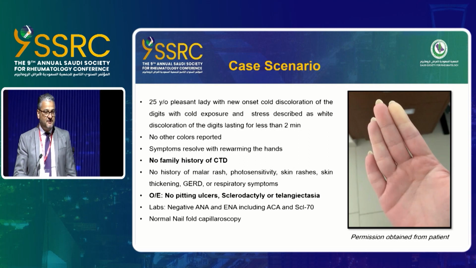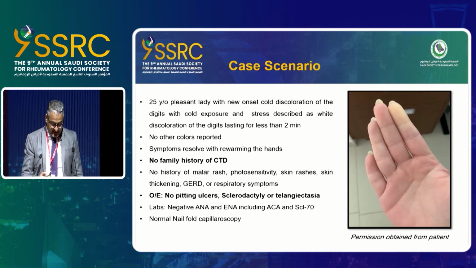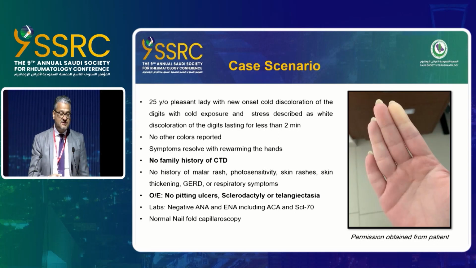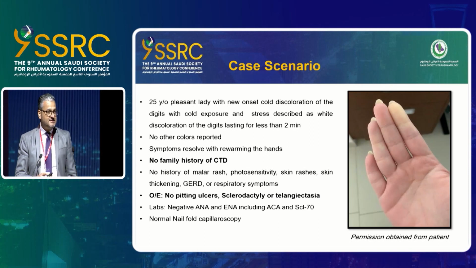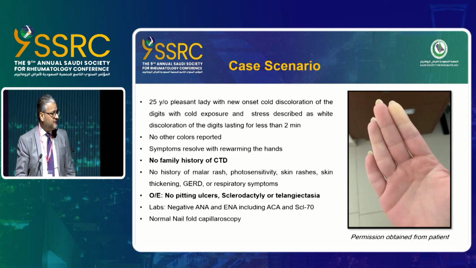She has no family history of connective tissue disease, no other clinical manifestations suggestive of underlying connective tissue disease, such as a malar rash, photosensitivity, GERD or respiratory symptoms. On exam, there was no sclerodactyly, no pitting ulcers, and no loss of the digital tufts, which also gives you a hint that there's an underlying pathology. Her labs were negative. To reassure her, you just need lifestyle modifications and close monitoring for any new symptoms.